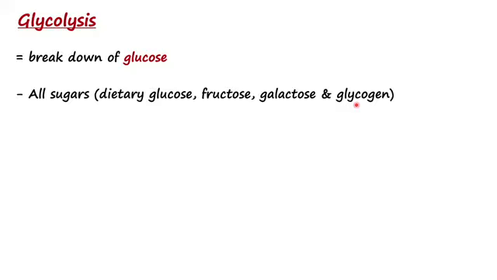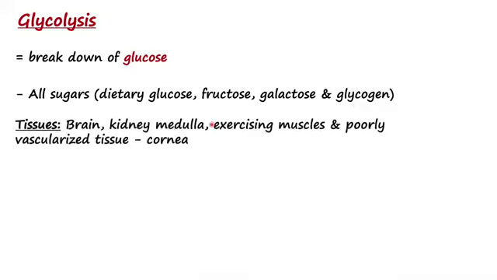So suppose when glycogen is broken down into glucose, that is one example of a catabolic reaction where glucose is supplied, and that can again be used to synthesize energy. Now the other thing you need to know is there are some cells or tissues which rely heavily on glycolysis to synthesize energy in the form of ATP. Some tissues such as brain, kidney, exercising muscle and poorly vascularized tissue such as cornea rely heavily on glycolysis to synthesize energy.